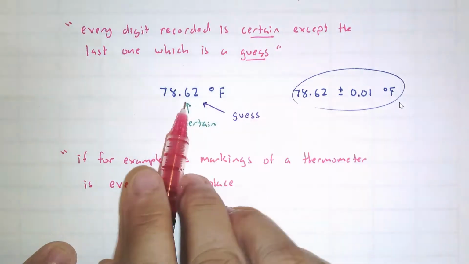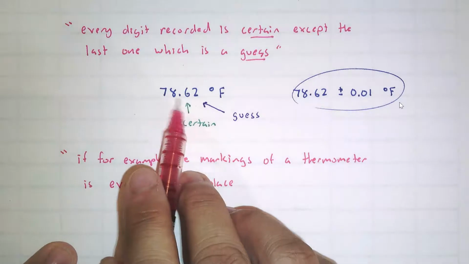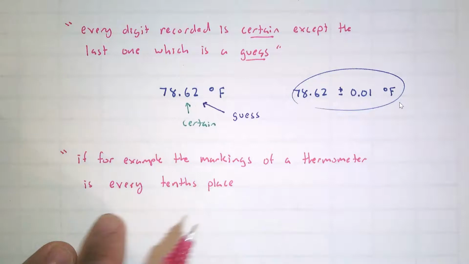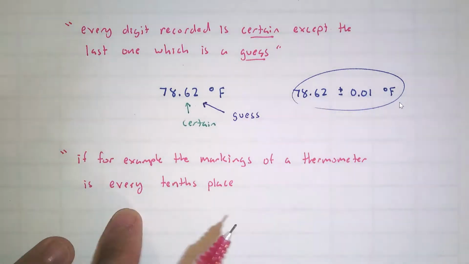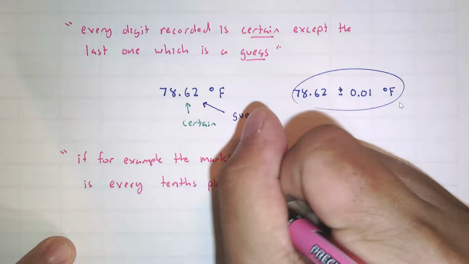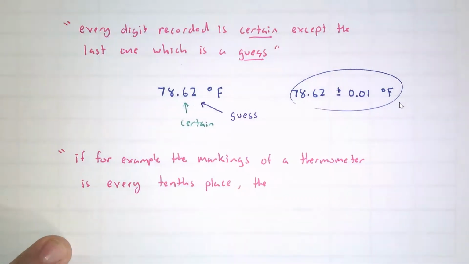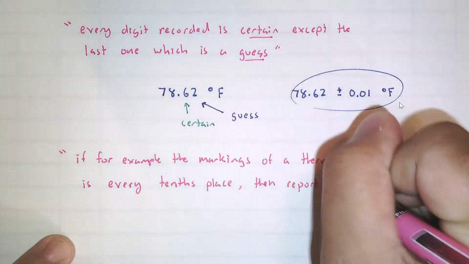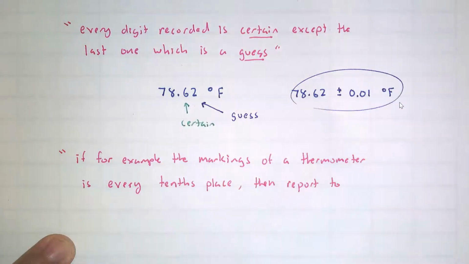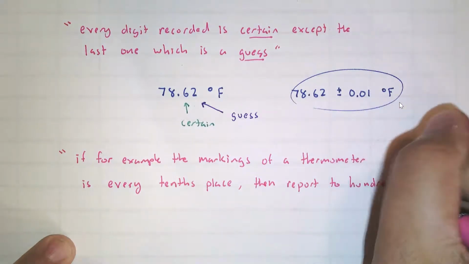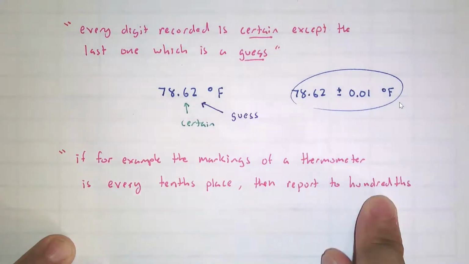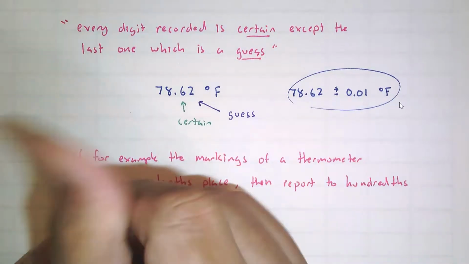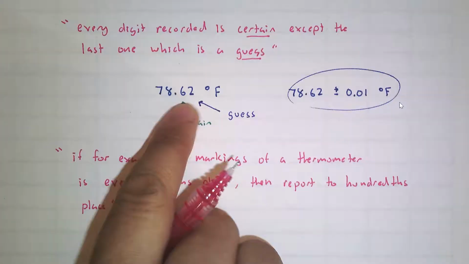That's the tenths place. This is the ones, this is the tenths, this is the hundredths. If, for example, the markings of a thermometer are every tenth place, then report 1 unit past that, because that place would be the guess. So this is the hundredths place. Or you could think of it as 1 over to the right.